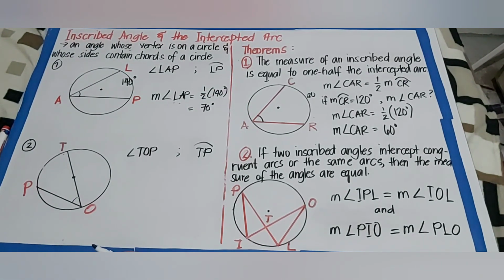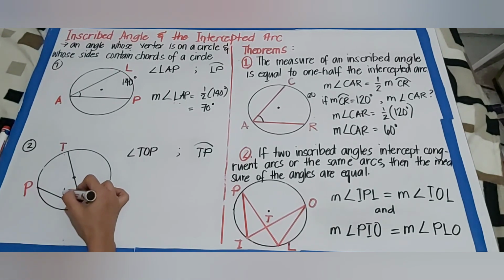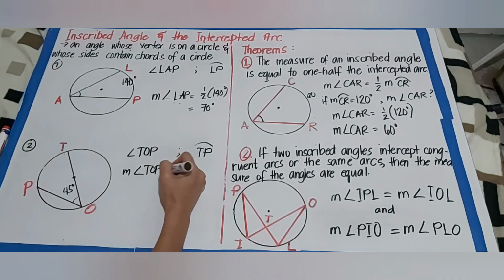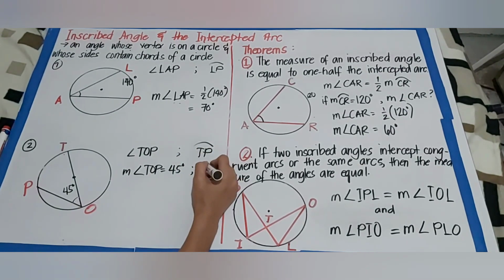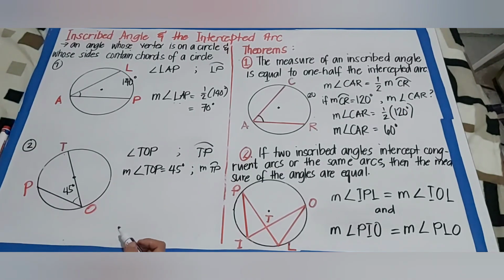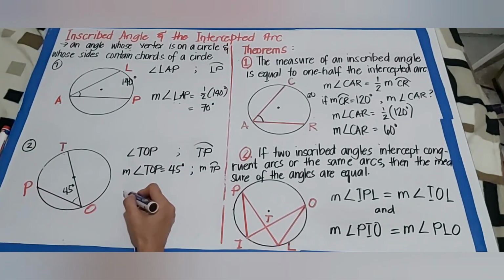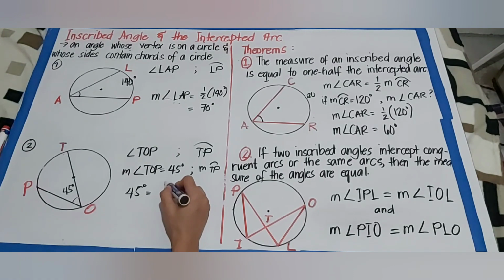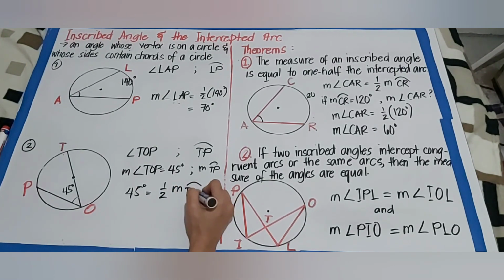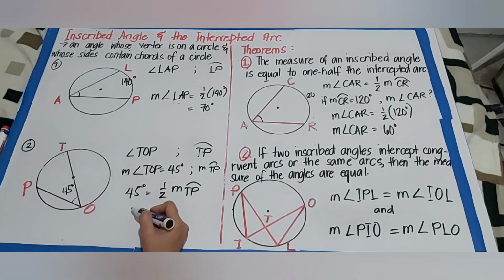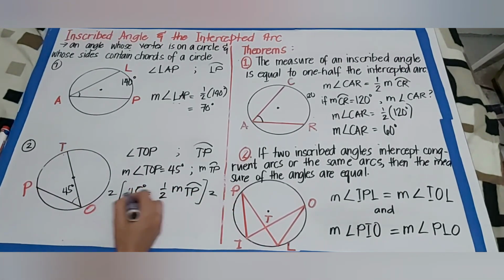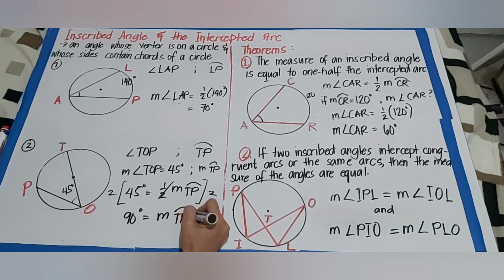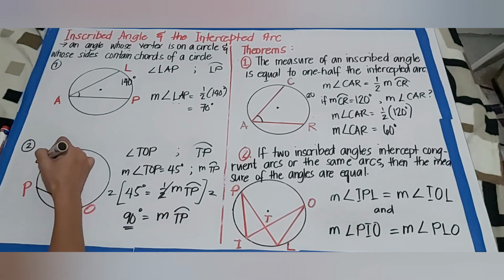Okay, how about this one? Let's say this is 45 degrees. Dito naman sa kabila, ang measurement ng angle TOP ay 45 degrees. Ano kaya ang measure ng arc TP? So, kung kanina 1/2 siya, so tingnan natin, magiging ganito siya. So, yung 45 degrees ay equal daw dun sa 1/2 ng measurement ng arc TP. Kasi arc TP ang hinahanap natin. So, it's just like multiplying 45 by 2. Diba? So, 45 times 2 is 90 degrees. So, this is the measurement of arc TP. So, this is 90 degrees.